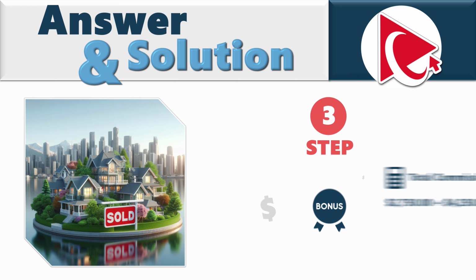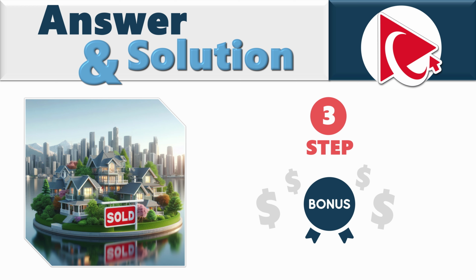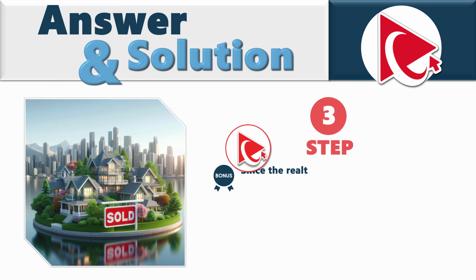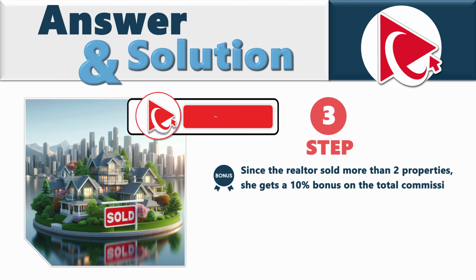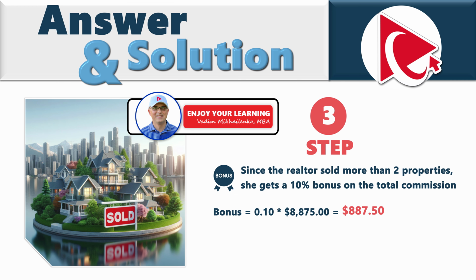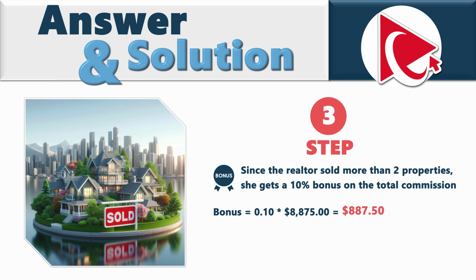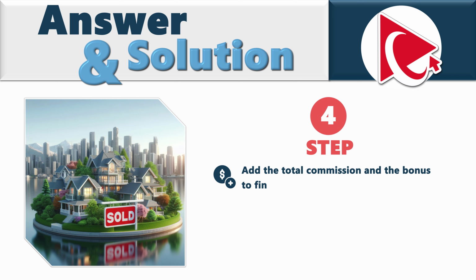In step 2, we add these 3 values we just calculated, and the sum of the calculation will be $8,875. In step 3, we will determine if realtor qualifies for the bonus. Since she sold more than 2 properties, she gets a 10% bonus on top of her total commission. Bonus can be calculated as 0.10 multiplied by 8,875, and the end result of this would be $887.50.